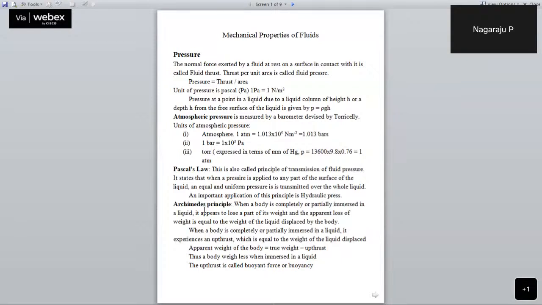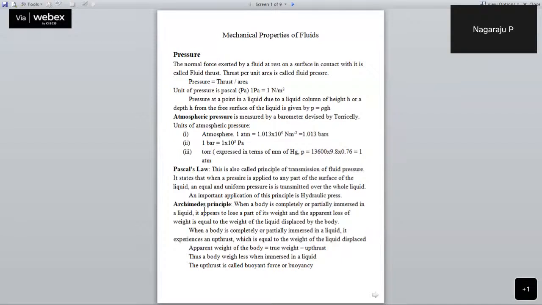And coming to the Archimedes principle, this is very, very important for us, because we normally have at least 2-3 problems on Archimedes principle. What is this Archimedes principle? The statement is, when a body is completely or partially immersed in a liquid, it appears to lose a part of its weight, and the apparent loss of weight is equal to the weight of the liquid displaced by the body. So, once a body is either completely or partially immersed in a liquid, it appears to lose weight.